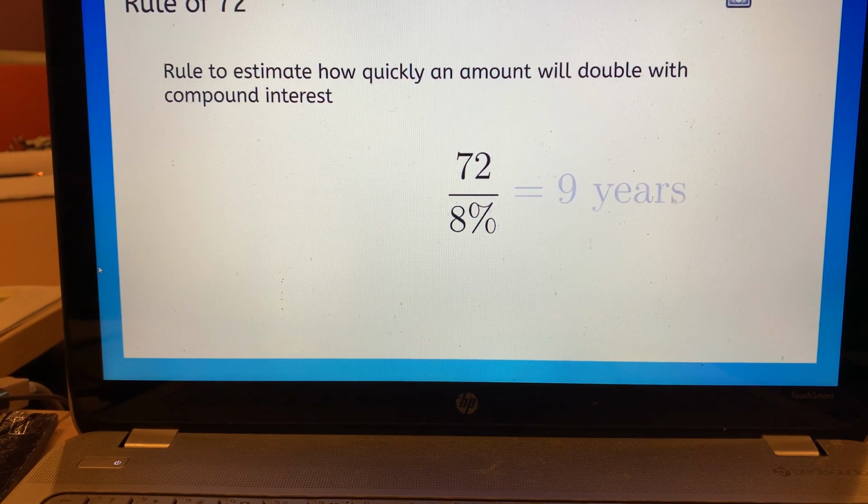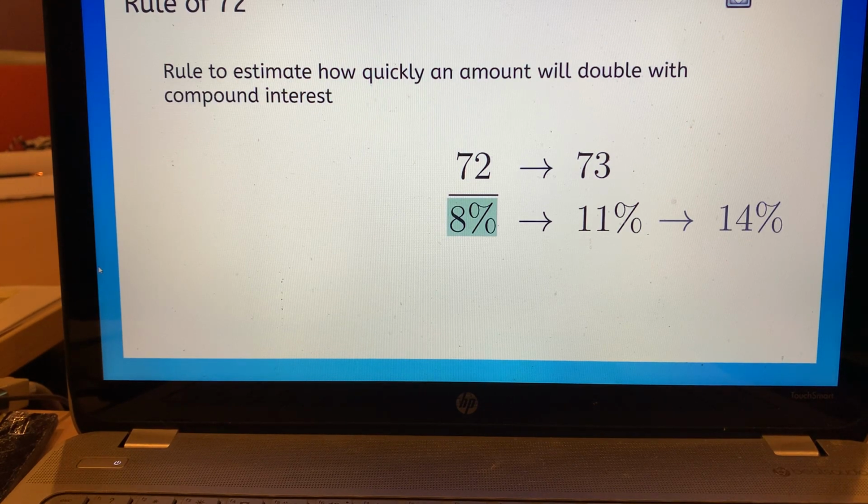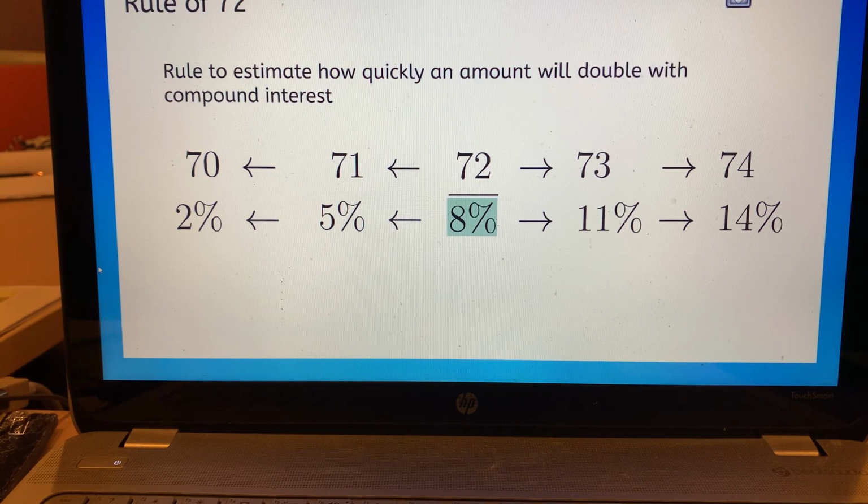The complicated part of the rule of 72 is that it's most accurate around 8%. From there, every time the interest rate goes up by 3%, the number 72 should be increased by 1. If the interest rate increases another 3%, then the number on top grows by 1 again. And it's the same thing going the other way. Every 3% down is 1 less than 72.